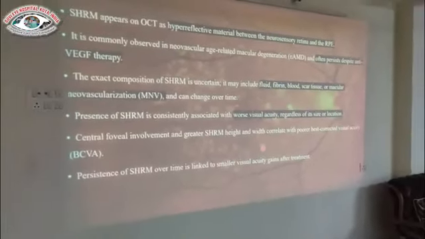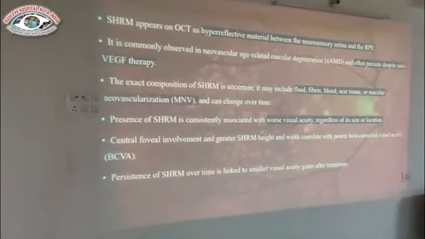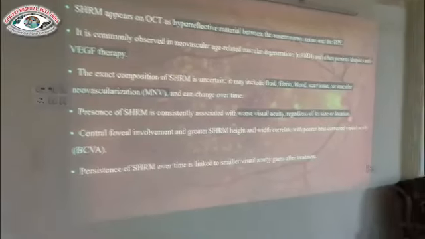Also, the presence of the SHRM is consistent with the worst visual acuity, regardless of its size and location, even though we can appreciate there can be poor prognosis. In OCTA, we can differentiate between the vascular and avascular SHRM. It is important to differentiate between these because the vascular SHRM is often persistent after anti-VEGF therapy and is associated with reduced treatment response. Reduction of SHRM over a follow-up is associated with improved visual acuity.